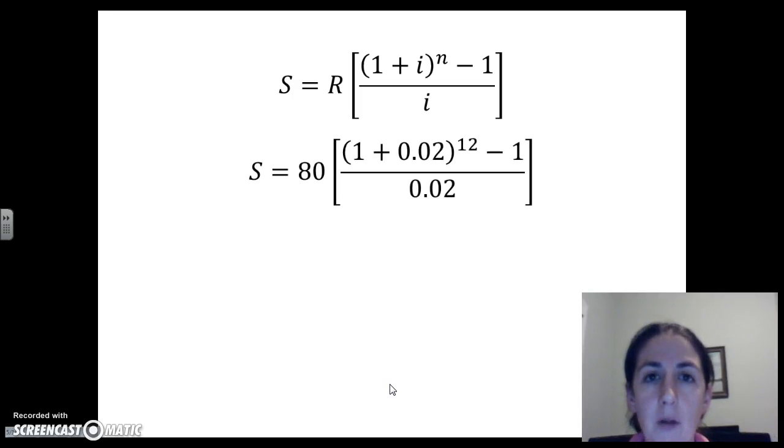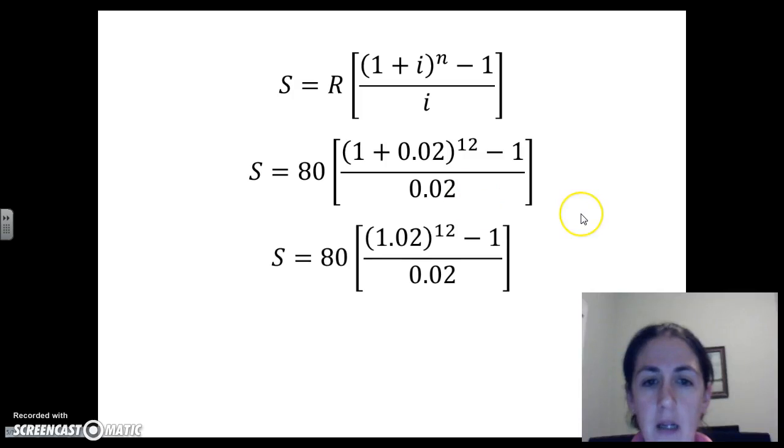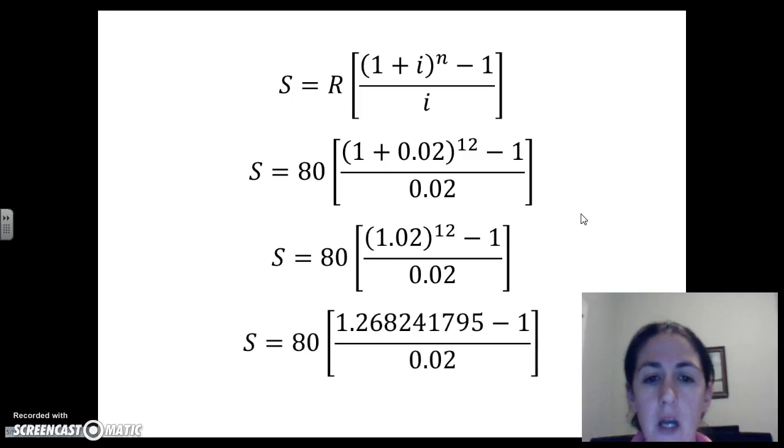Now take your time when you're doing these calculations. Do any basic simplifications first. This is pretty easy to do right here, the 1 plus 0.02. And then slowly go through this. If you try to put too much in your calculator and you don't put parentheses in the right place, you're going to make mistakes in your calculation. So I'm going to take the 1.02 and raise it to the 12th power first. Get that taken care of. Just like we've talked about before, we're going to save all of our rounding for the end.